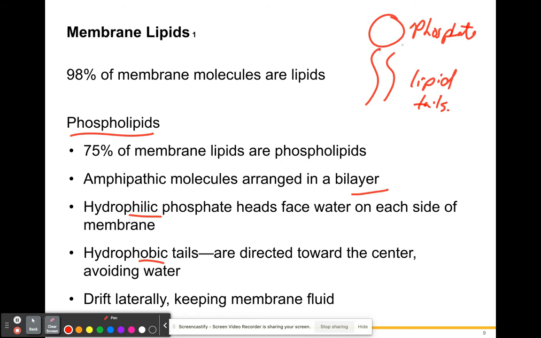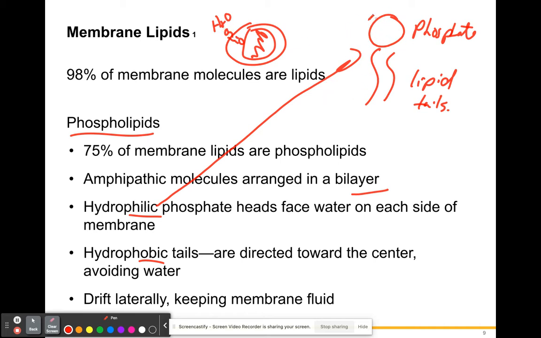The phosphate part is hydrophilic, okay? Hydrophilic. They like water, and they're exposed. If this is a cell, the outside would be the phosphates and the inside would be the phosphates, right? So the outside is touching interstitial fluid. That's watery fluid, that's water-based fluid. And on the inside of the cell, we have all of our cytoplasm, and that's made mostly of water. So that's hydrophilic too. So we want these phosphates to be pointing towards water because they're hydrophilic. They like to be around water.